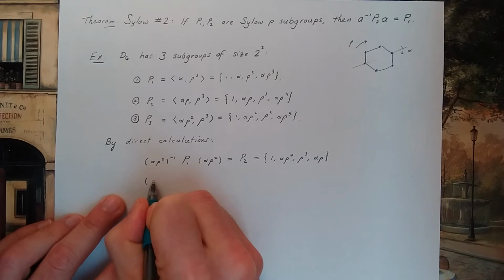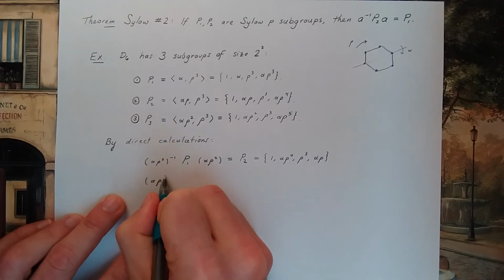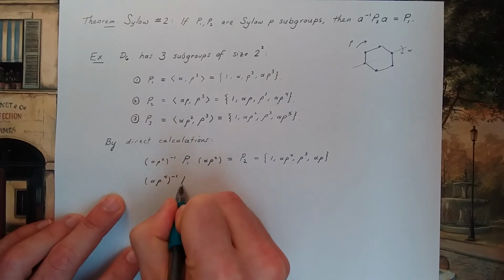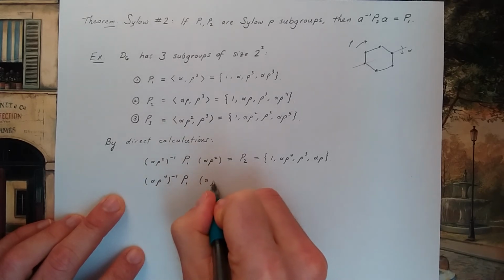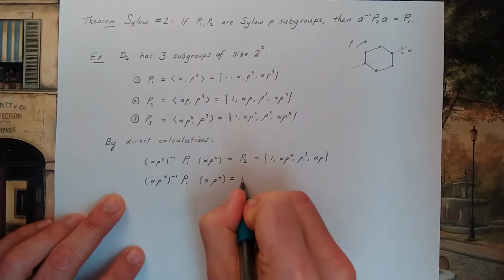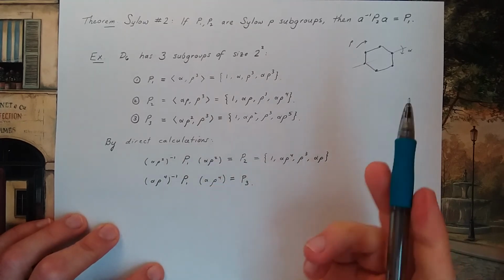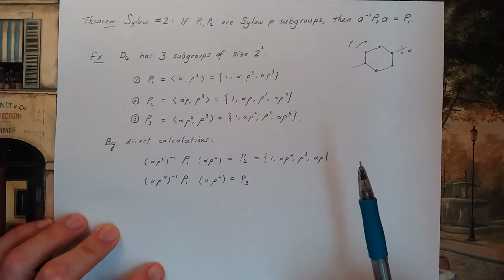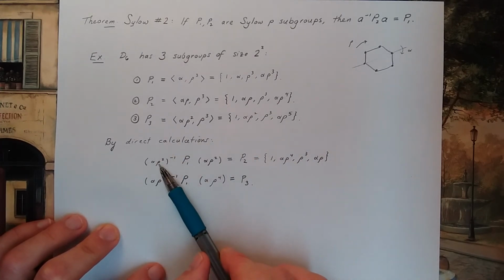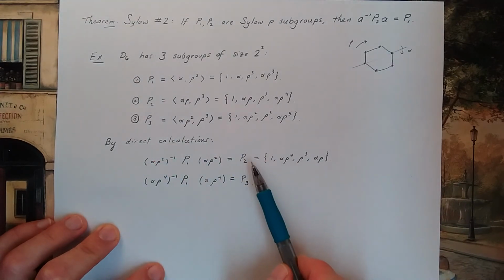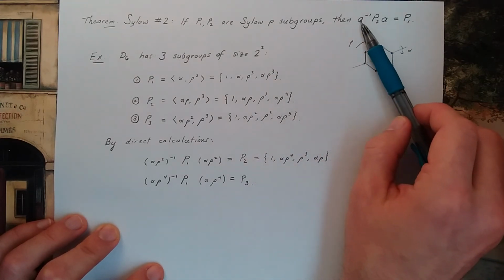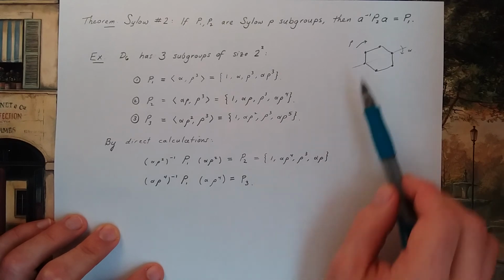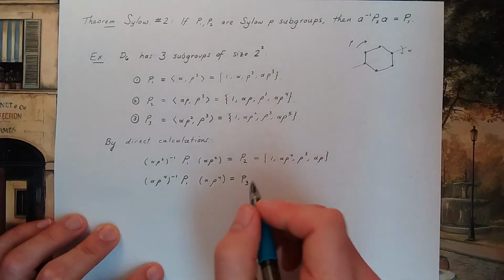And similarly, if you did the direct calculations, you could turn P1 into P3. I'm going to leave it for you. It's probably a good exercise to find the element in the group D6 that can turn P2 into P3. So can you do this? Can you find an A that turns P2 into P3 with conjugation? That'd be a good thing to practice with.